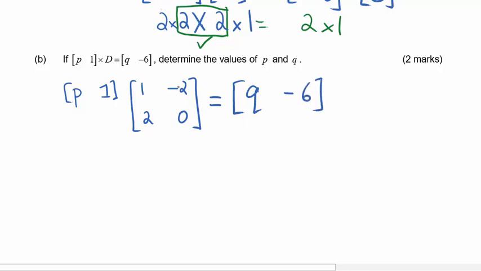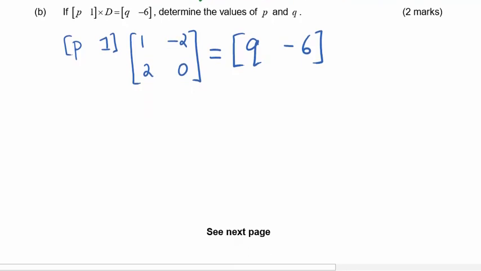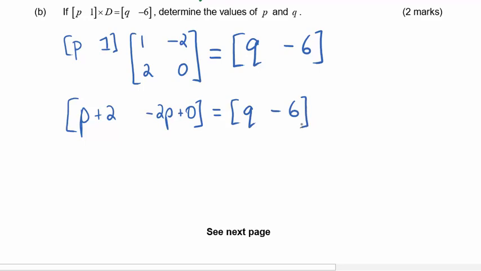So the first thing I'm going to do is perform this multiplication so that I can get my linear equations out. So I've got P times 1, which is P, plus 1 times 2, which is 2, and P times -2, so that's -2P, plus 1 times 0, which is 0, equals Q and -6. I'm going to change that so that it doesn't look like I've written Q take 6.